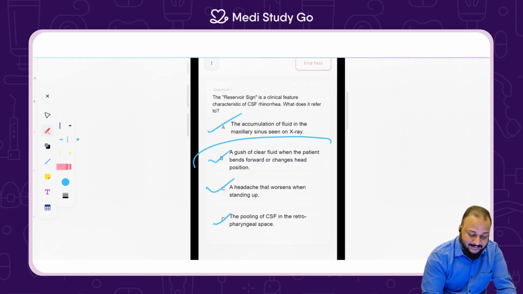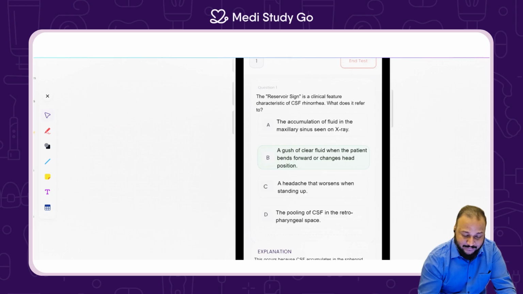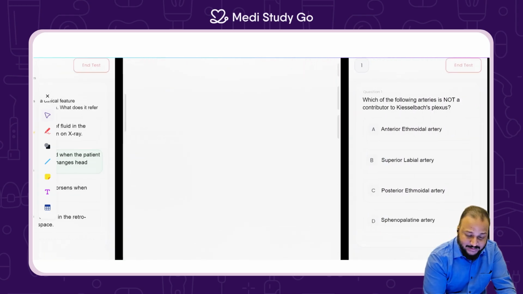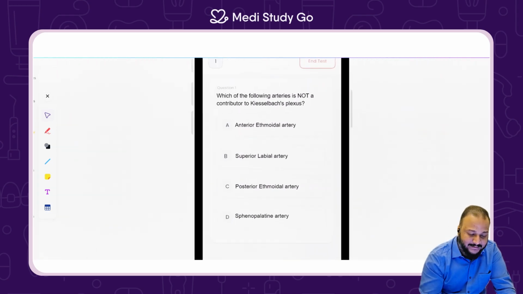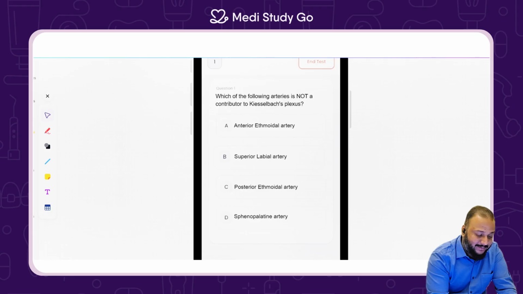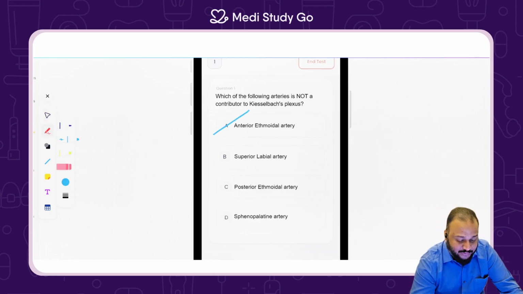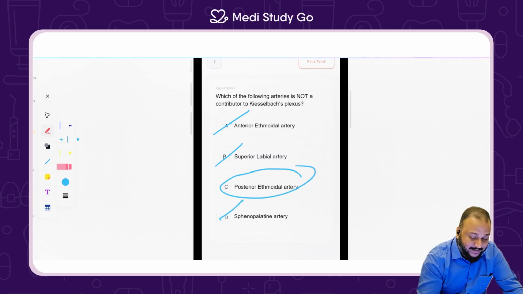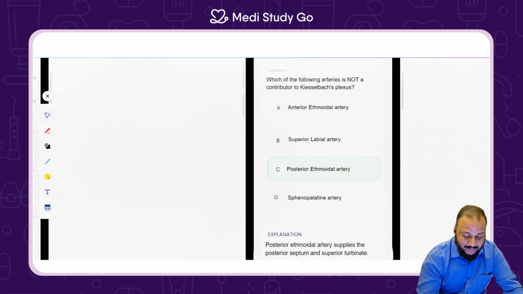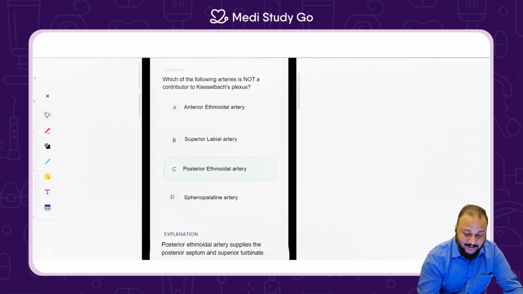Looks like the answer is B. Let's check if we are right. Of course, we are right over here. Okay, next question. Which of the following arteries is not a part of the Kiesselbach plexus? So Kiesselbach plexus contains anterior ethmoidal, superior labial, sphenopalatine, but I don't think it contains posterior ethmoidal. Let's have a look. Of course, it does not contain posterior ethmoidal artery.